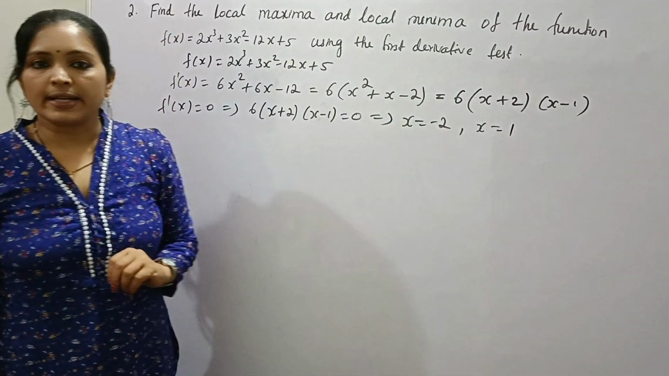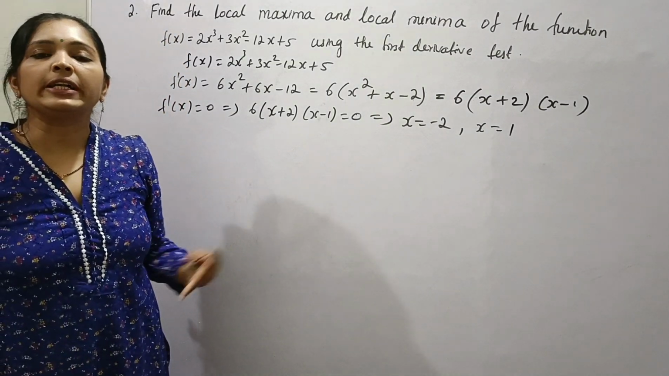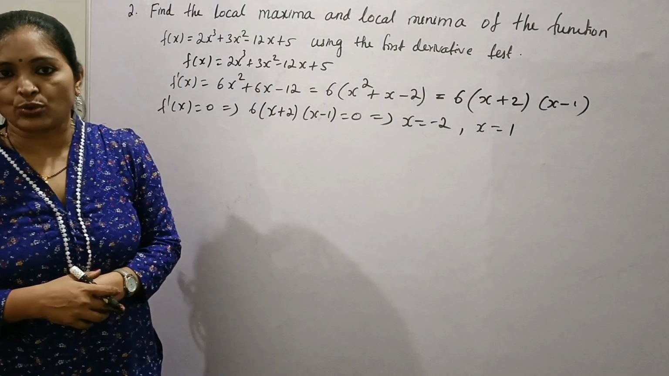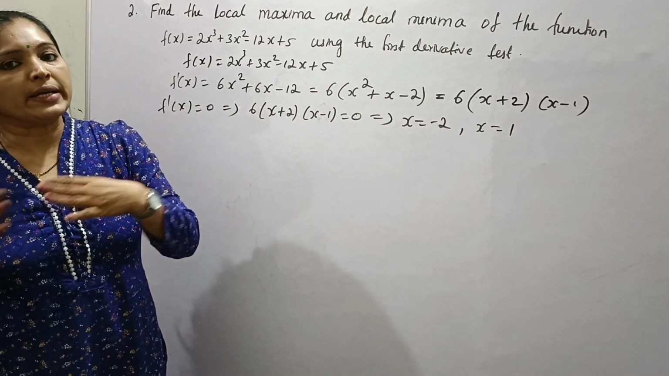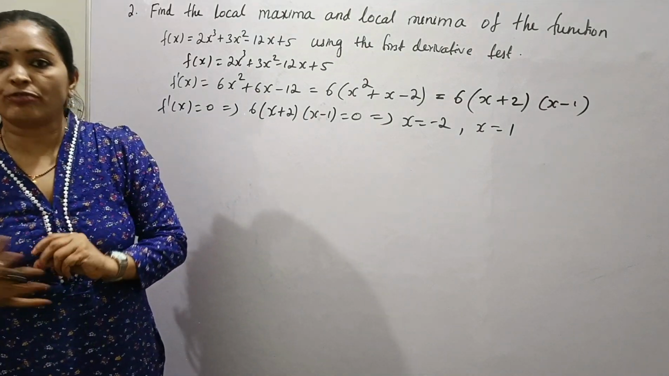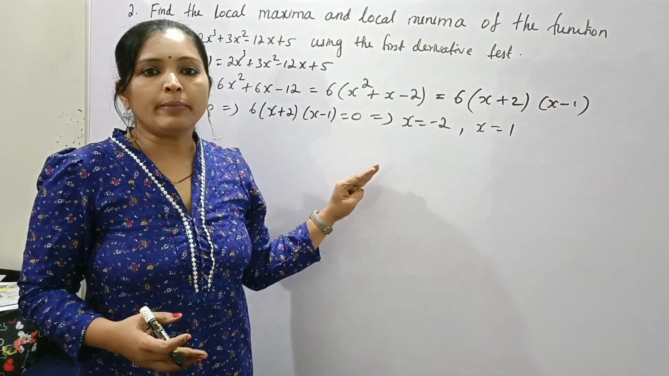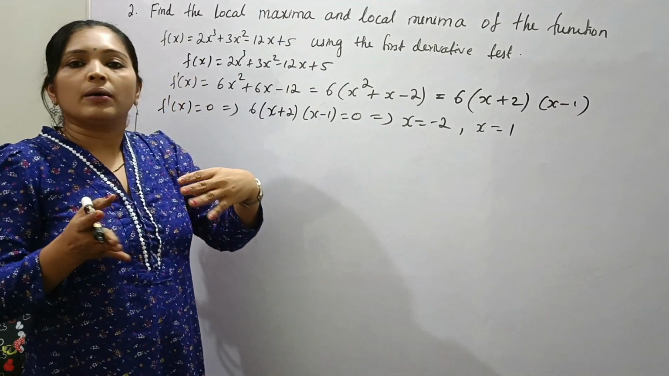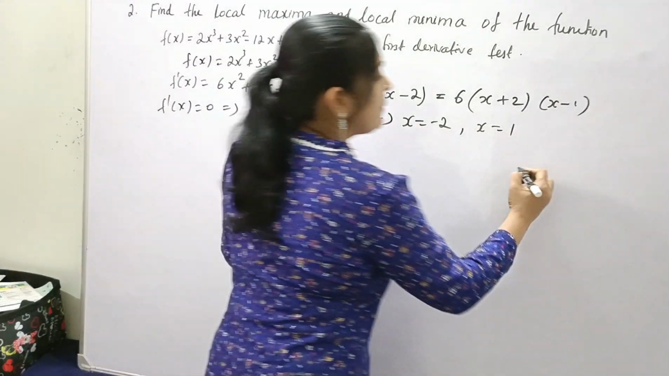So first of all, let's consider x is equal to minus 2. Here also we will take the immediate neighborhood of minus 2, that is less than minus 2 and greater than minus 2. Left of minus 2, right of minus 2. That is less than minus 2, that is minus 3, in a number line.